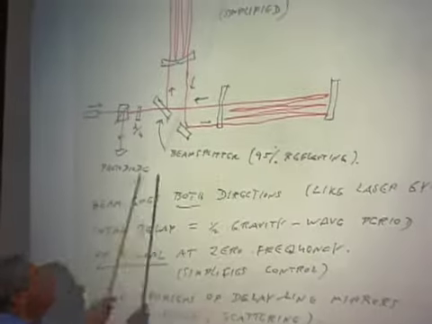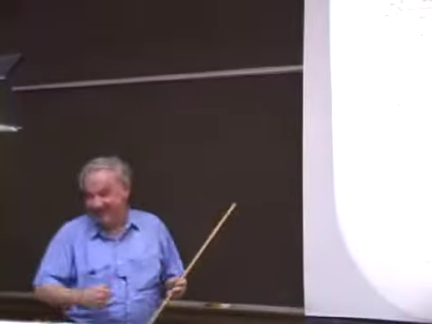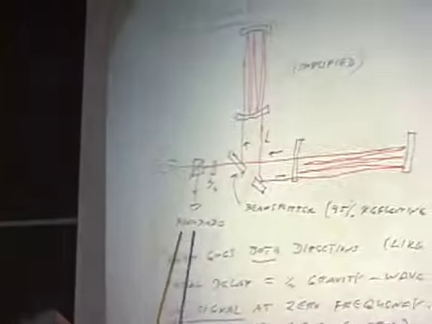By the way, I also published this idea about '83, but I didn't call it Sagnac, I had the wrong name, I just called it a resonant recycling interferometer. It was the first idea of signal recycling.